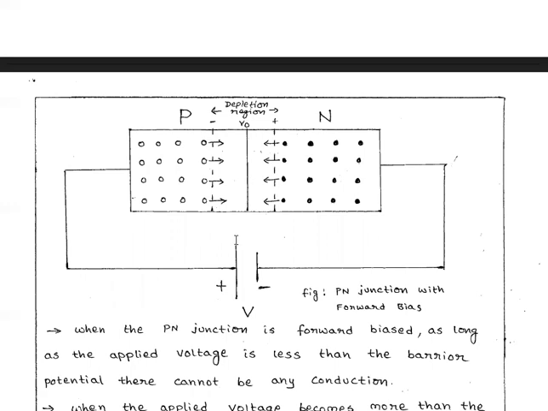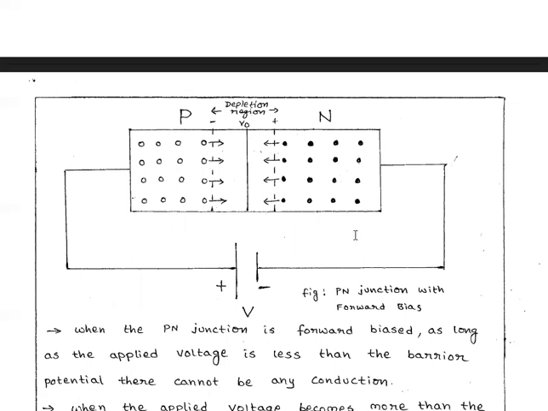At a particular value, the depletion region will become very narrow, such that a large amount of majority charge carriers can cross the junction. In p-type, we have holes as majority charge carriers, and in n-type, we have electrons as majority charge carriers. They will cross the junction and constitute the current conductivity in a closed circuit like this.